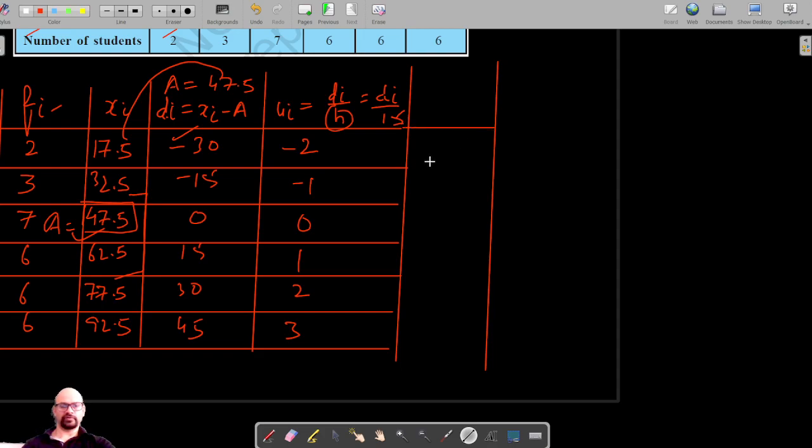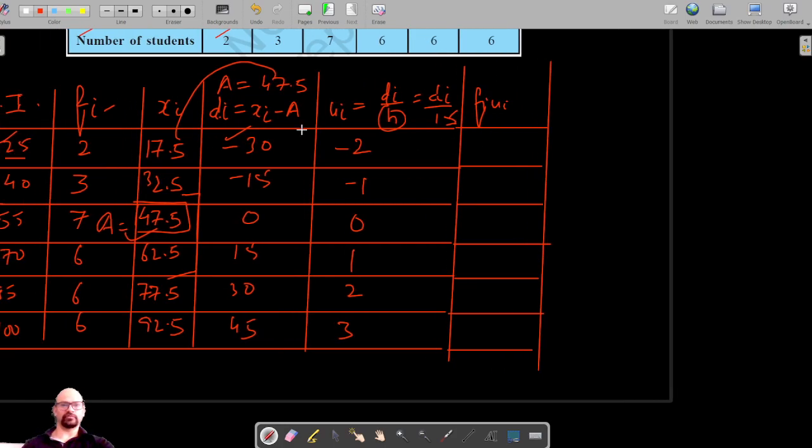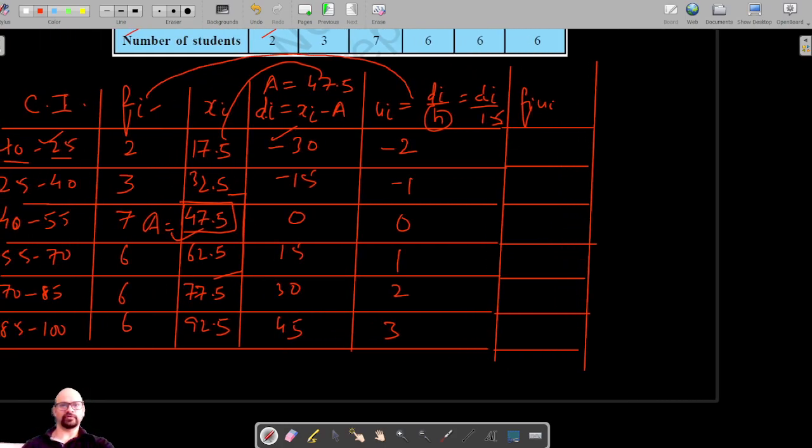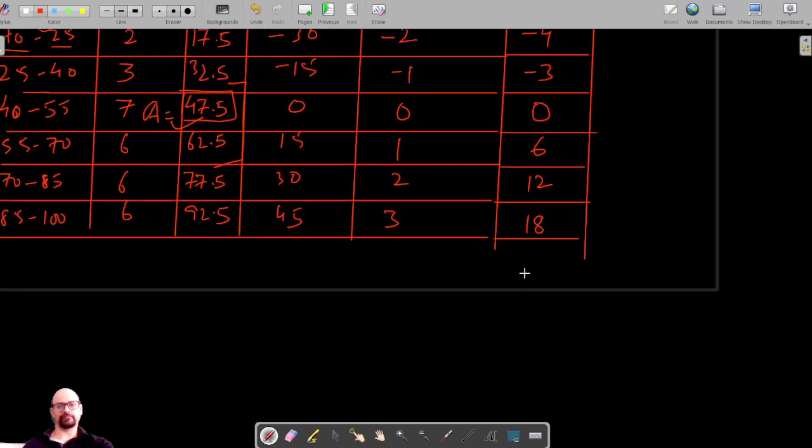Our next column will be fi into ui. That is, we are going to multiply the frequency with the ui. So 2 into negative 2 is negative 4. Negative 3, 7 into 0 is 0. 6 into 1 is 6. 6 2s are 12. 6 3s are 18.